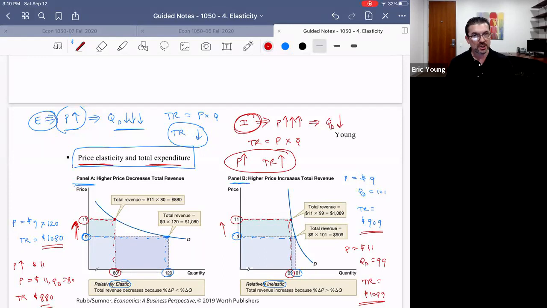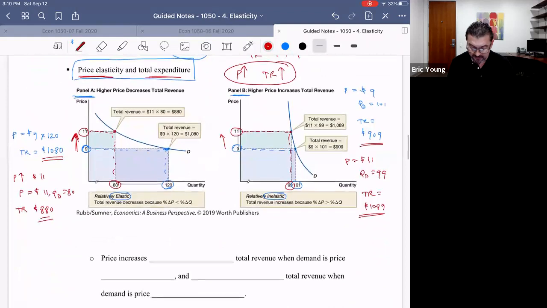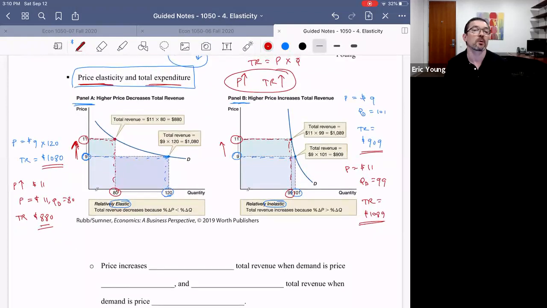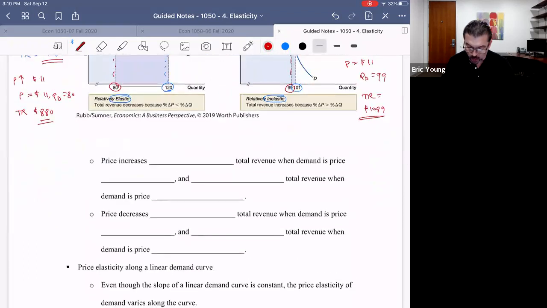You can think it through logically. You can do it by simply doing the arrows with the P and the QD, or you could even take a look here in an actual example with the real demand curve at the impact of a price change on total revenue, okay? So we're going to conclude with this. Price increases will increase total revenue when demand is price inelastic, and will decrease total revenue when demand is price elastic.